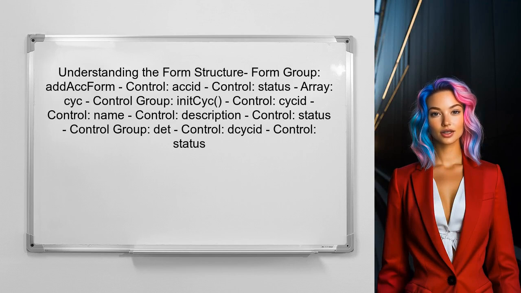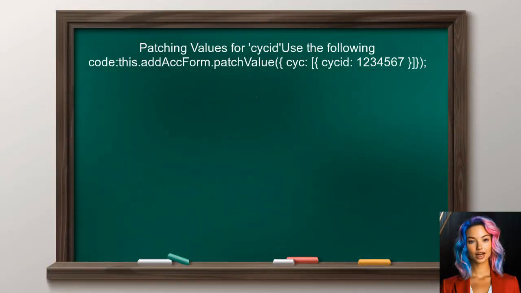To set values in a nested form control, the user should first understand the structure of the form. In this case, the user has a form with an array of controls called sysid. Each control in this array is a group that contains several fields. Next, the user needs to correctly patch the values for both sysid and dcysid. The patchValue method should be used to target the specific controls within the nested structure.